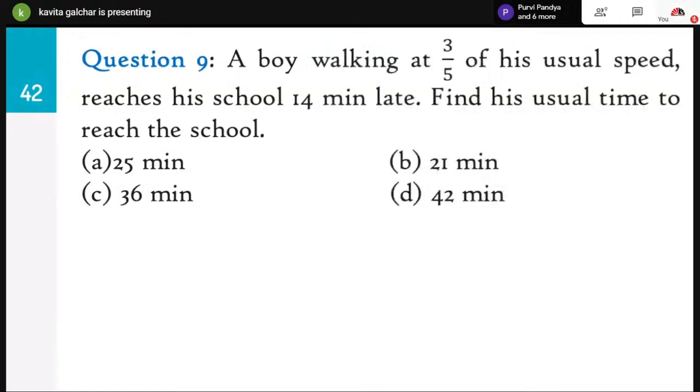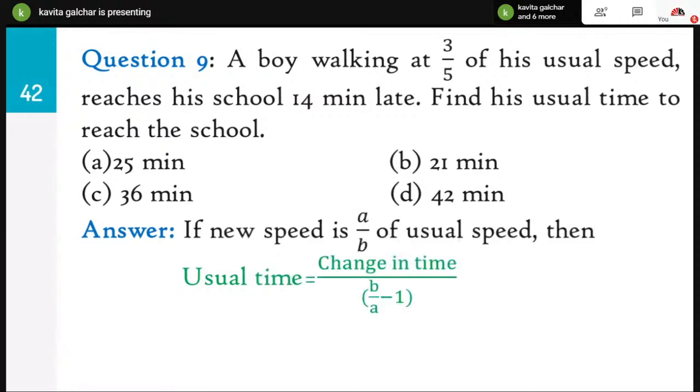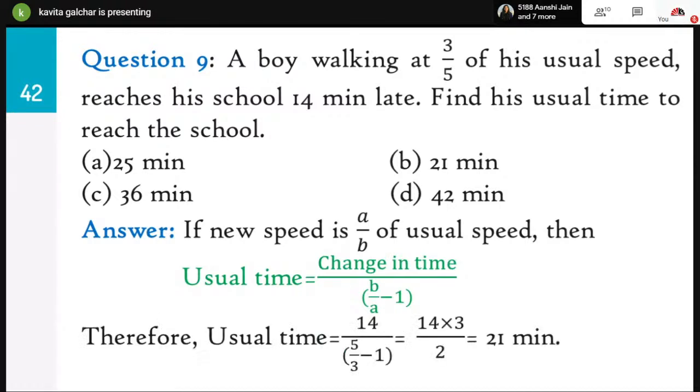The next example: a boy walking at 3/5 of his usual speed reaches his school 14 minutes late. Find his usual time to reach the school. See, if the new speed is a by b of the usual speed, then the formula for the usual time would be change in time upon b by a minus 1. Here the change in time is given in the question, that is 14 minutes late. So the usual time would be 14 upon (5/3 minus 1), that's 21. So the answer is B. Here I am using the formula of usual time.